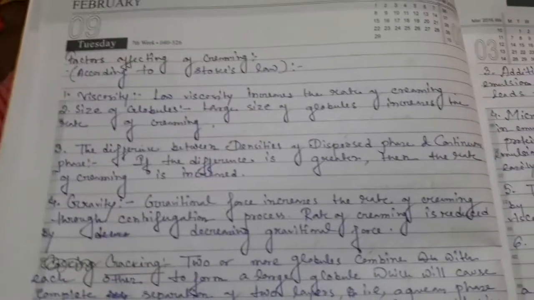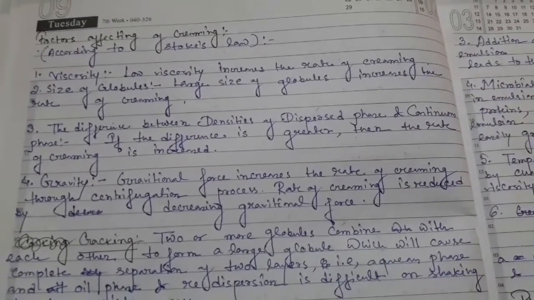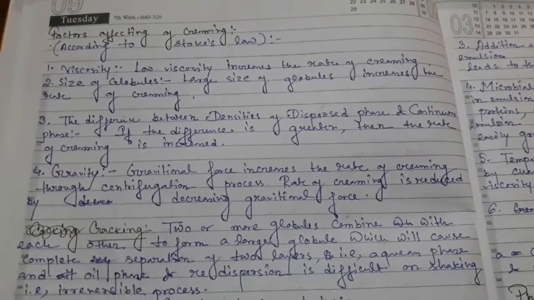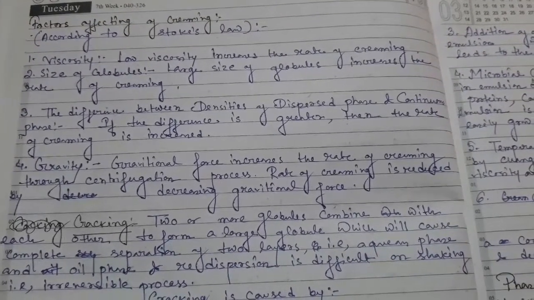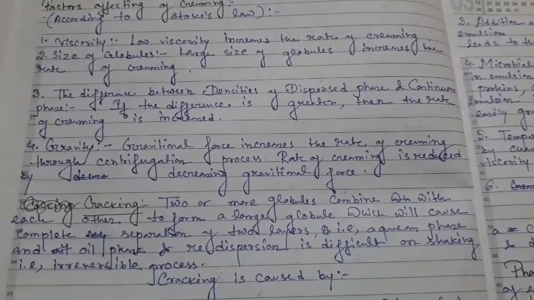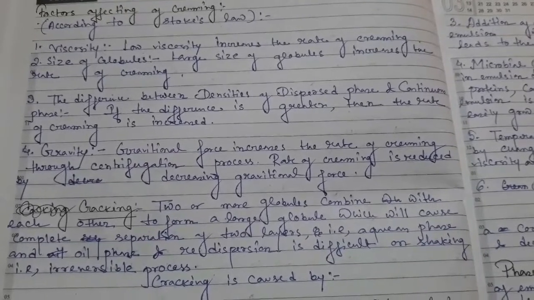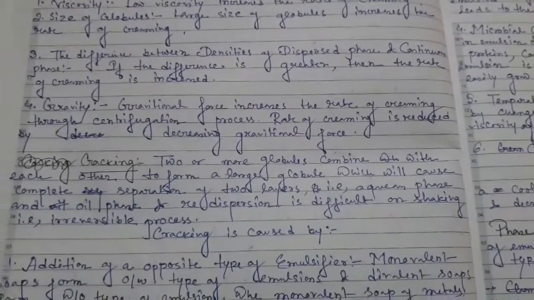Another part is factors. Which factors are very effective for creaming? Viscosity: low viscosity increases the rate of creaming. Size of globules, the difference between the density of the dispersed phase and continuous phase, and gravity also.